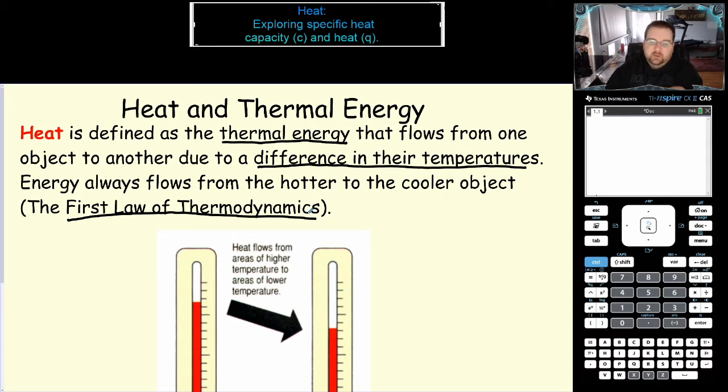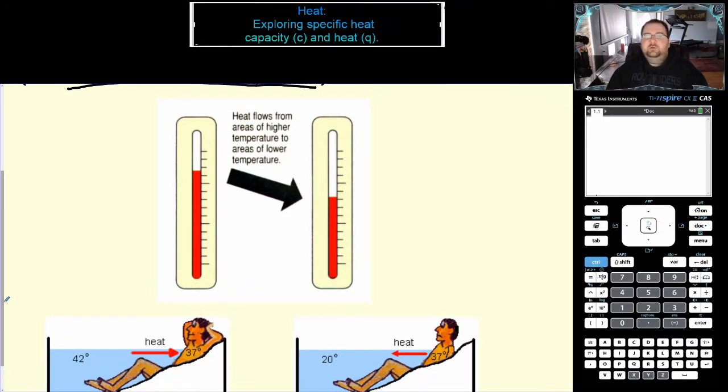So if you take a cup of coffee and you put some ice cubes in there, where is the heat going to flow? Well, from the coffee to the ice cubes, from the hot object to the cold object. And as a result of the ice cubes gaining heat from the coffee, the ice cubes will start to melt. Okay? So that's just the first law of thermodynamics. It's quite an easy one to remember.